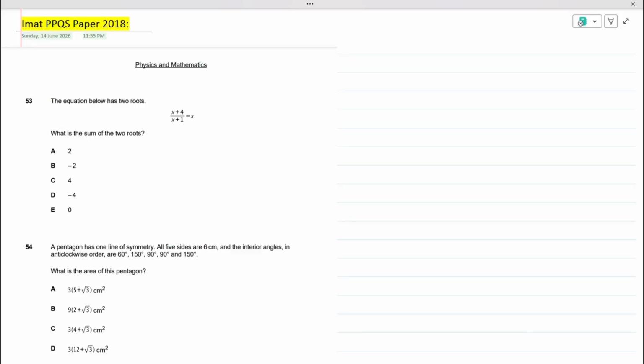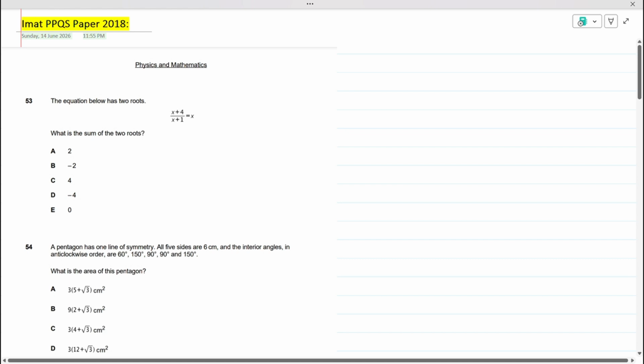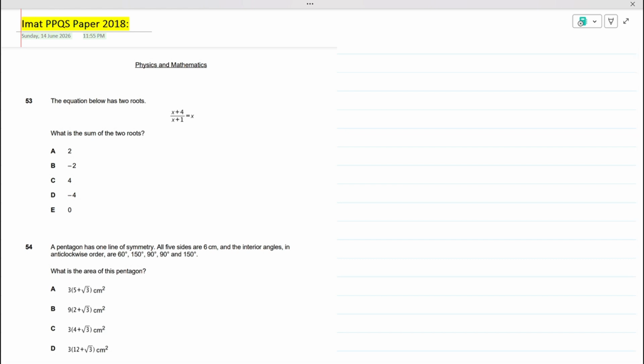Today we are going to solve physics and mathematics questions from past paper 2018, and our very first question is: the equation below has two roots, right? An equation is given to us and they said that it has two roots, and roots means it has two solutions or answers, right? So there would be two values of x.